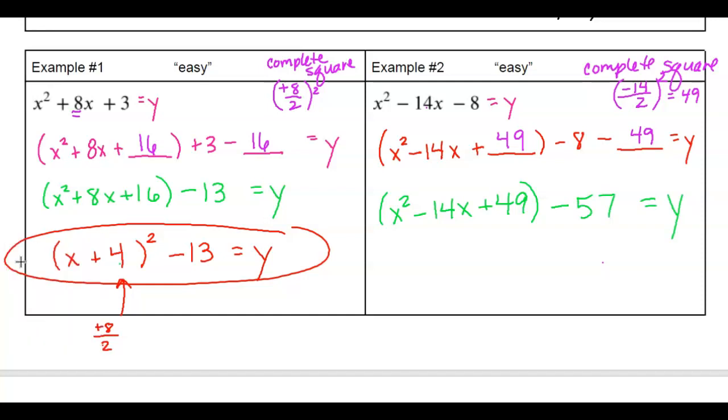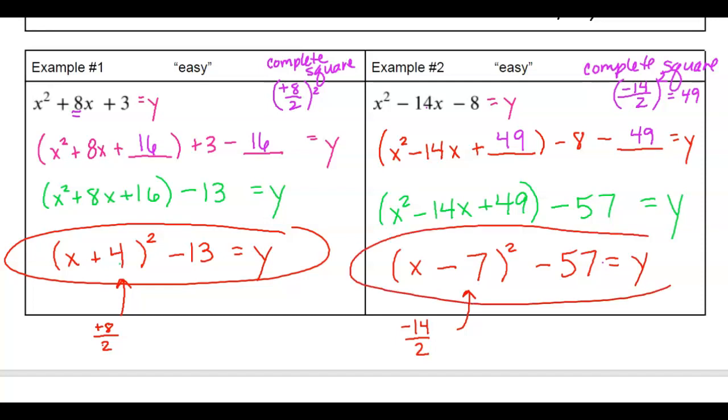So step number 5 is to write it in factored form. So we get x squared minus 57 equals y. And then this number is going to be that negative 14 divided by 2. So negative 14 divided by 2 is negative 7. So this becomes minus 7. Make sure you watch your signs.